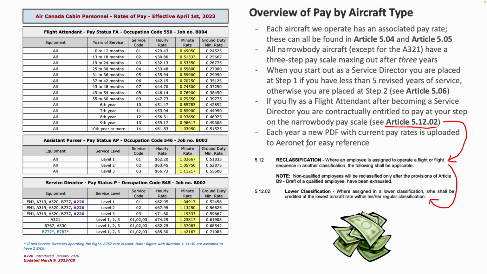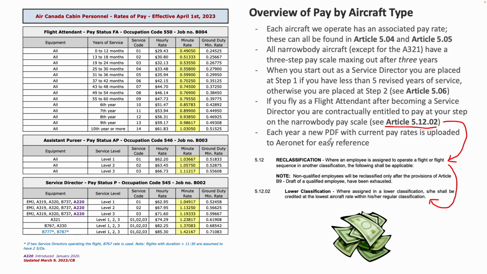This refers to when you are reclassified to a lower classification as a one-off. So you are not flying as an FA for the entire month, for example. This was something that happened when service directors were being recalled from the COVID layoffs, they would spend a month classified as assistant purser, and that had different implications for pay. Whereas when you are classified as a service director for the month and then fly as a flight attendant, it's considered a one-off, more or less. So the language from 5.12.02 would apply.